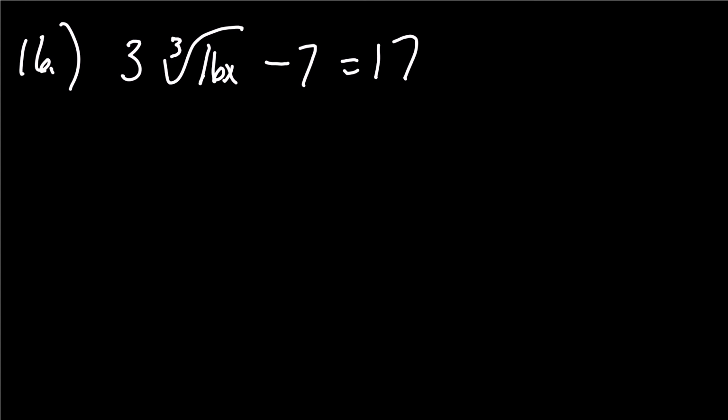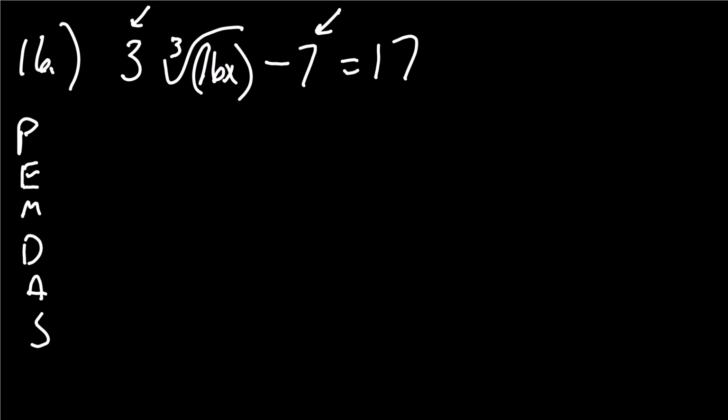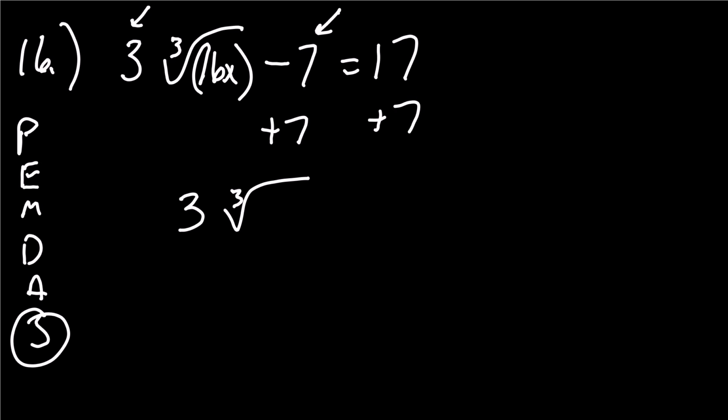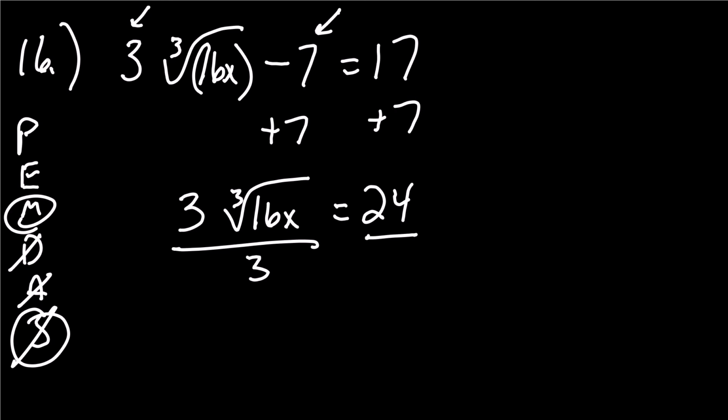Alright, so number 16, I have a cube root of 16x, but remember that's out of jail and that's out of jail, so I have to get rid of those things first. Like I said, I like to use PEMDAS backwards because I just think it's a little bit easier for me to see. That's in parentheses. I see subtraction. That's why I add 7 to both sides first. So I get 3 cube root of 16x equals 24. Subtraction's gone. There's no addition, there's no division, there's multiplication. So I have to divide by 3 first, because that means 3 times the cube root of 16x.